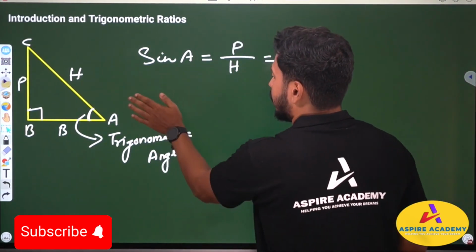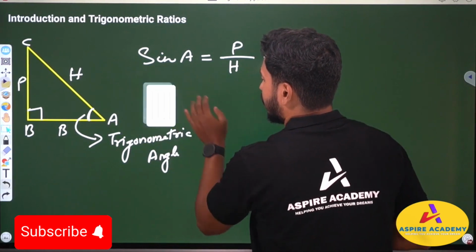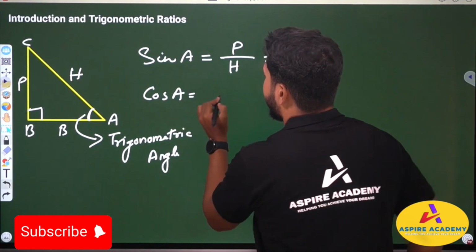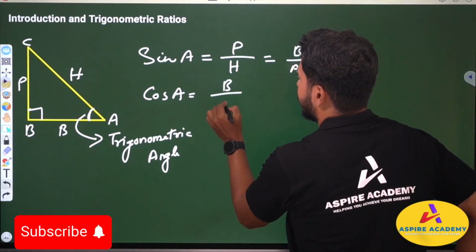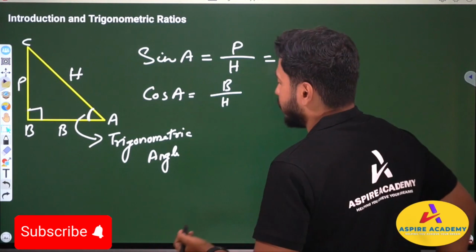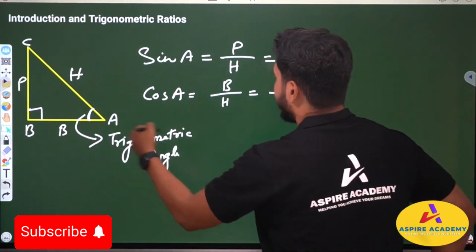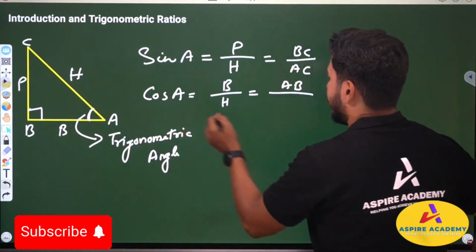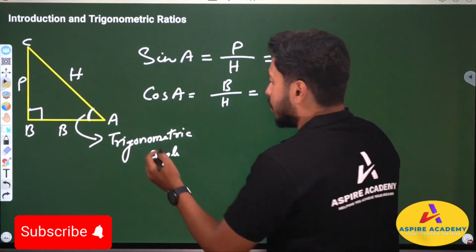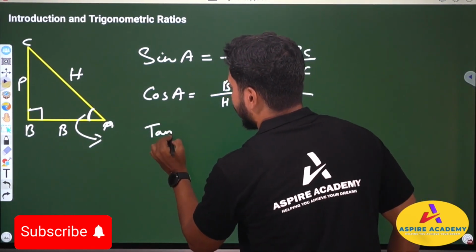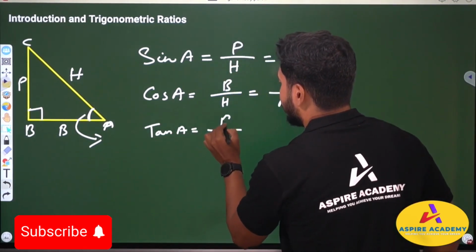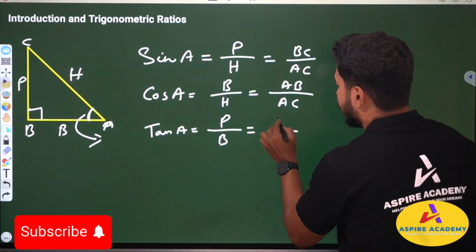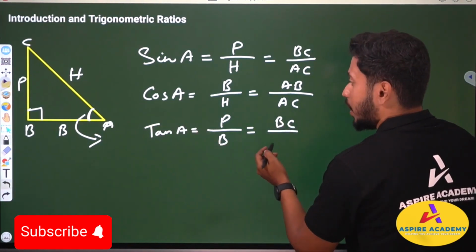After that, cos A. So cos is B by H, base by hypotenuse. Here base is AB and hypotenuse is AC. Then tan A. Tan is P by B. So perpendicular is BC and base is AB.